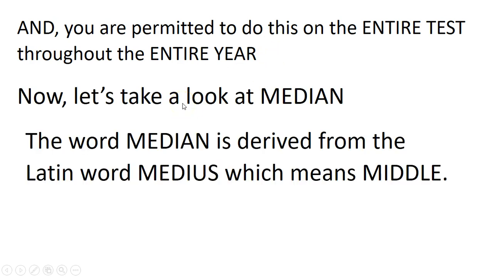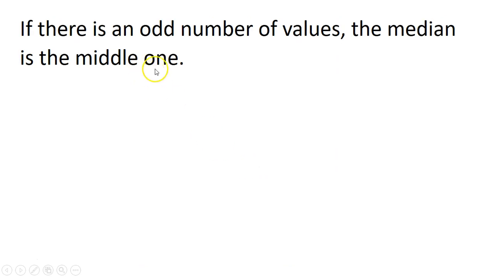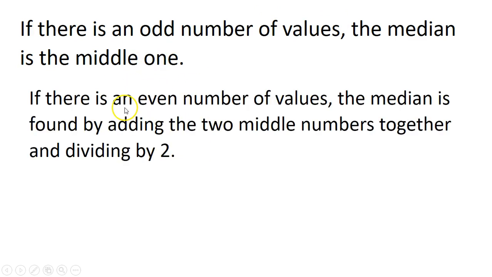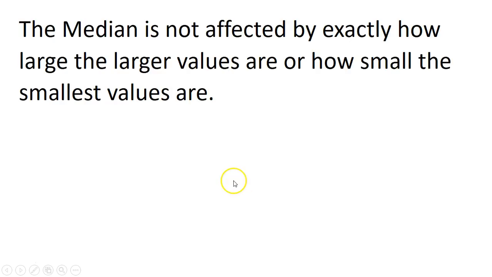So let's take a look at the median. The word median is derived from the Latin word medius, which means middle. And the values under consideration are arranged in ascending or descending order. In order is the point. If there is an odd number of values, remember, the middle is our median. And if there's an even number of them, you add the two middle ones up and divide by 2, and whatever that number is in the middle is what you get. Remember, you got to put these numbers in order. That's how you're going to end up getting them wrong.